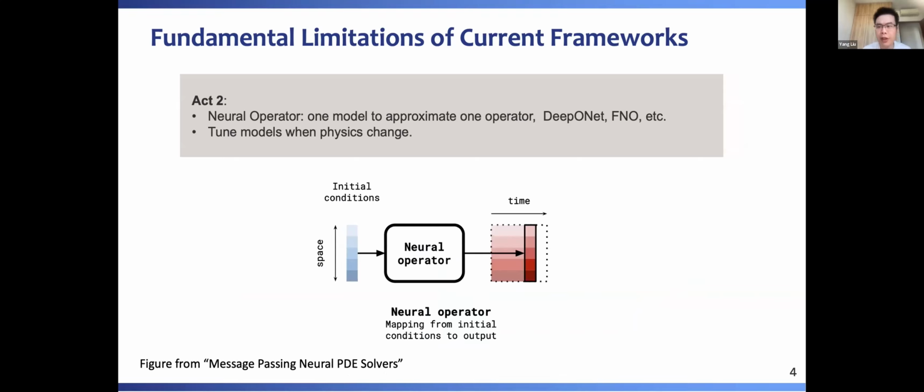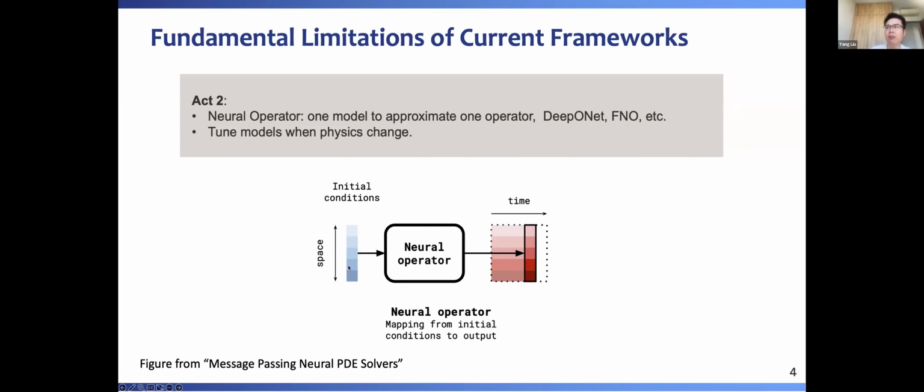So then we also have operator learning. So here's the operator, or neural operator. Basically, we use one model to approximate one operator, for example DeepONet or FNO, which are two popular model architectures. Here's an example: we can define the operator that maps the initial condition to some time later.